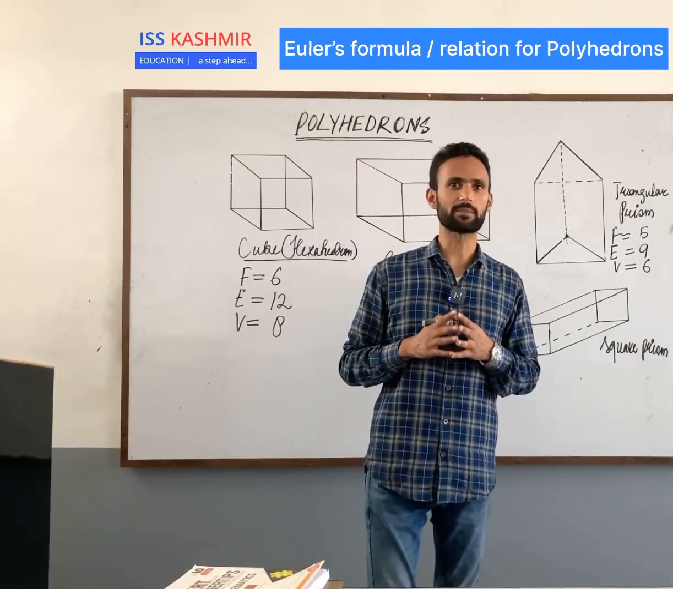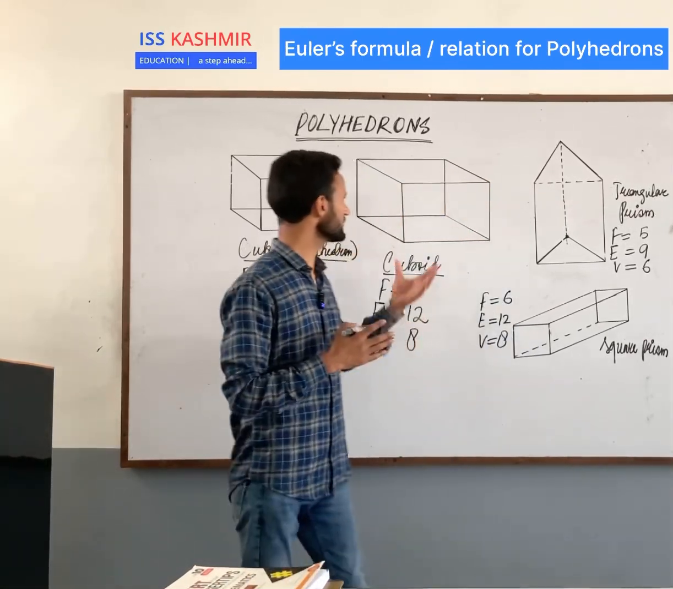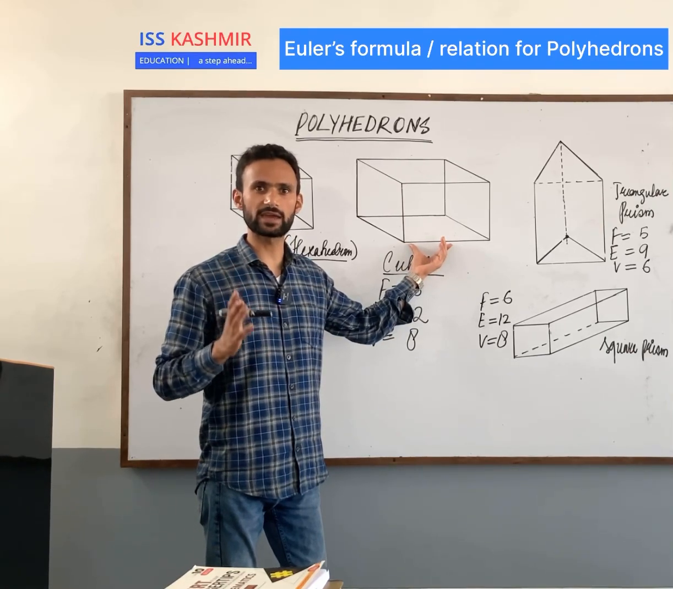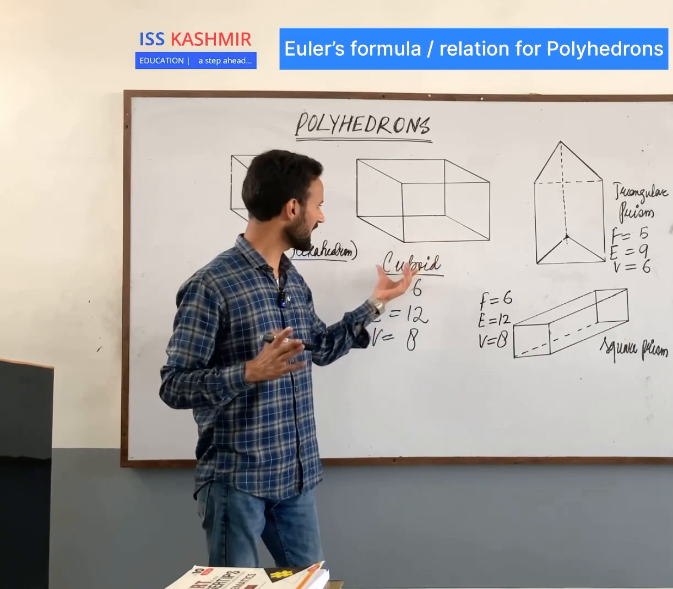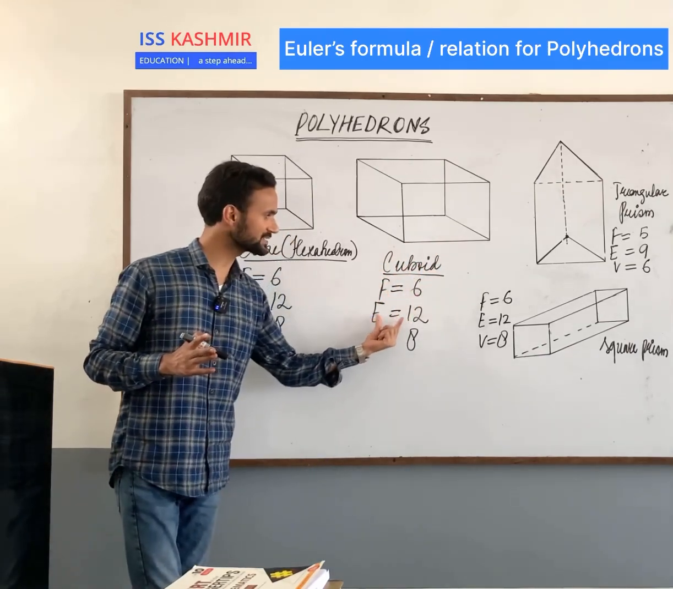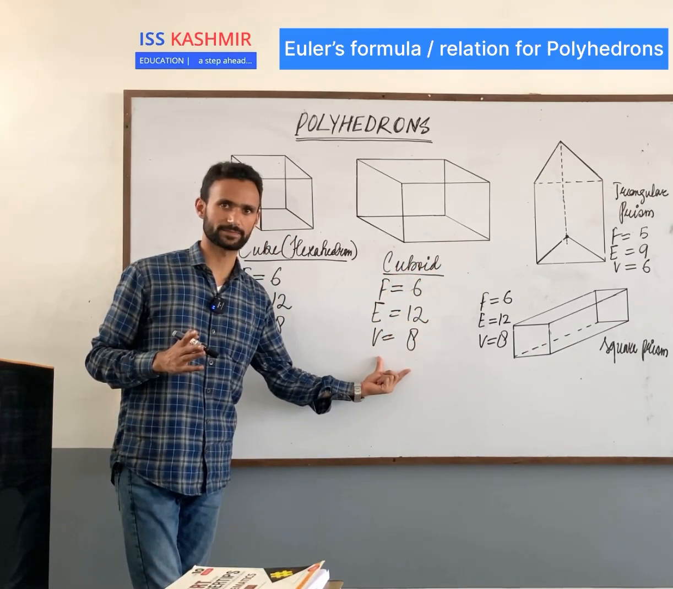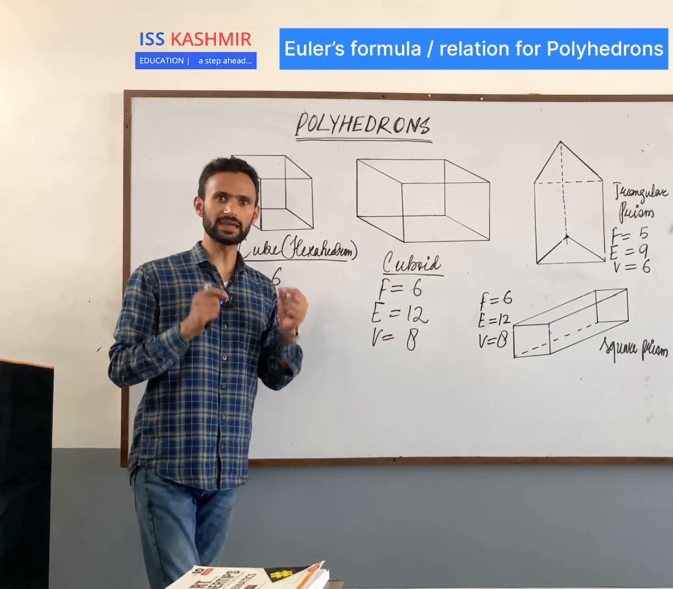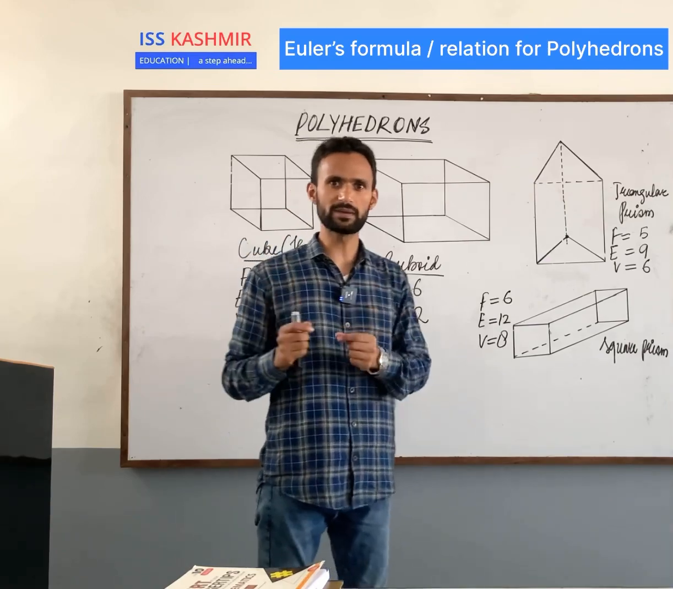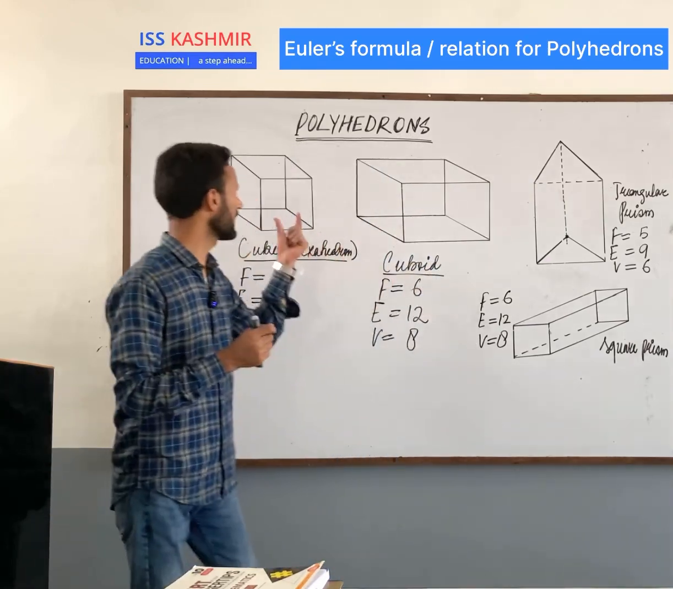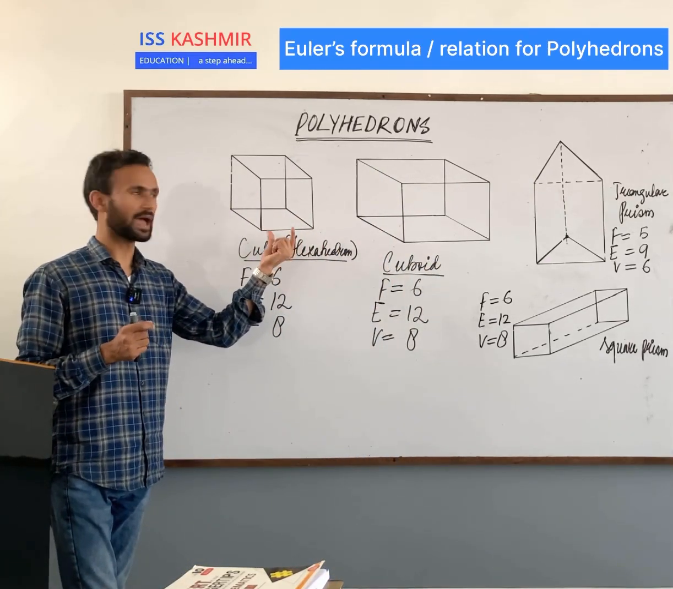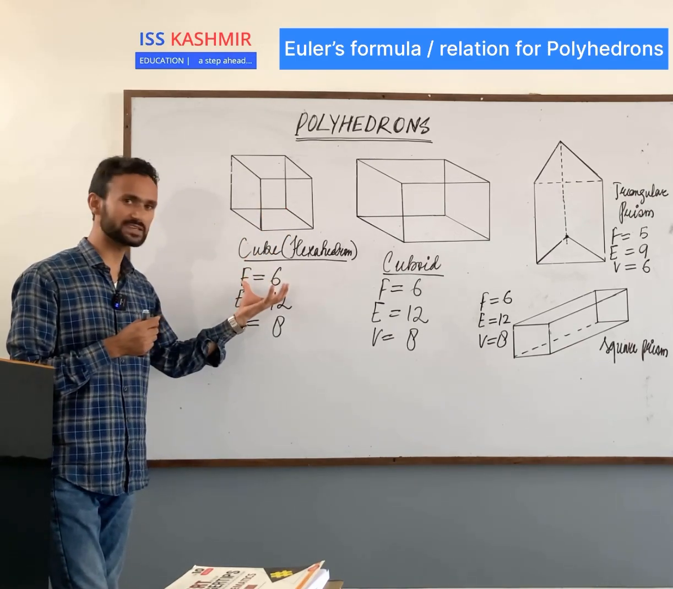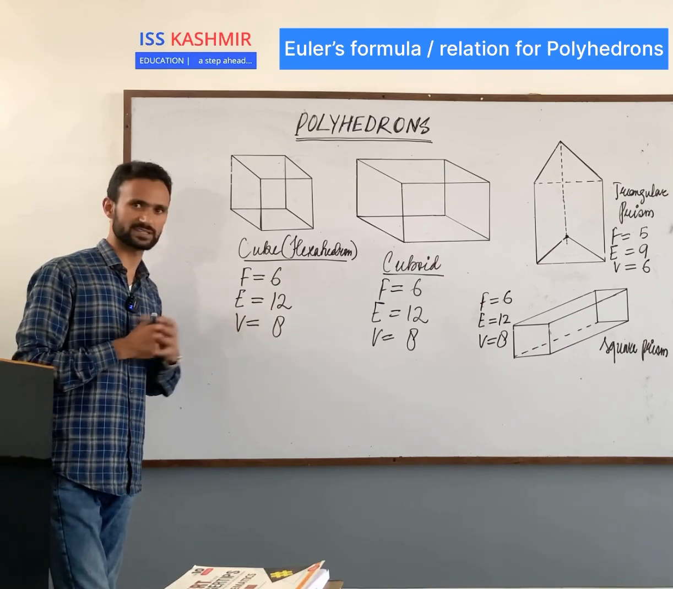Now let us discuss some polyhedrons. The first one is a cuboid. A cuboid is a solid which is made up of 6 rectangular flat faces. It has 6 faces, 12 edges and 8 vertices. Now the second one is the cube. If in a cuboid the length, breadth and the height are of equal measure, such a polyhedron is known as a cube. A cube has its faces in the shape of a square. A cube also has 6 faces, 12 edges and 8 vertices.